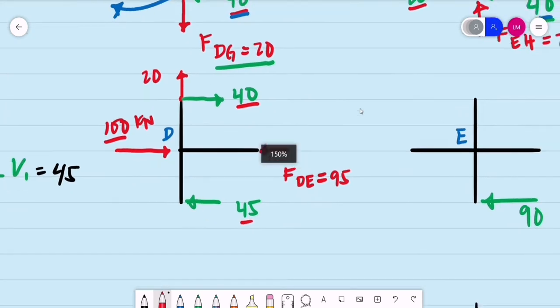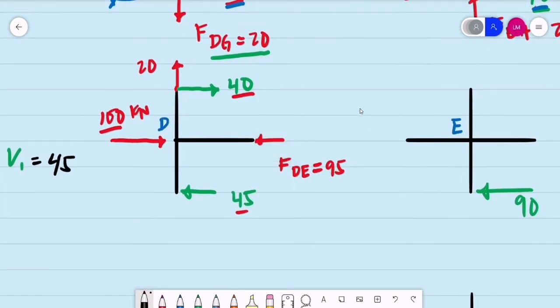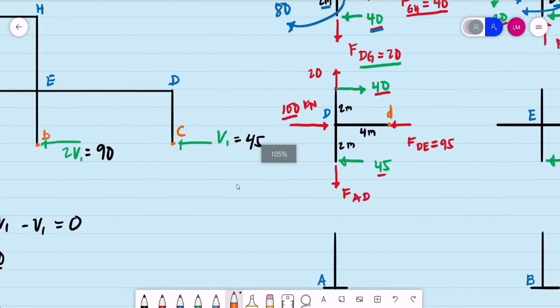Okay, then next. Again, when it comes to dimension, this is 2 meters, this is 4 meters, this is 2 meters. We can now compute for the axial force for column AD. Initially, the point of inflection is point D. We may do summation of moments about that point.